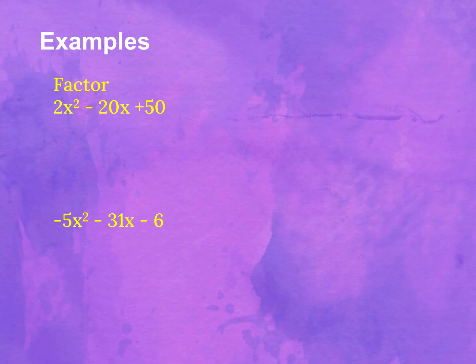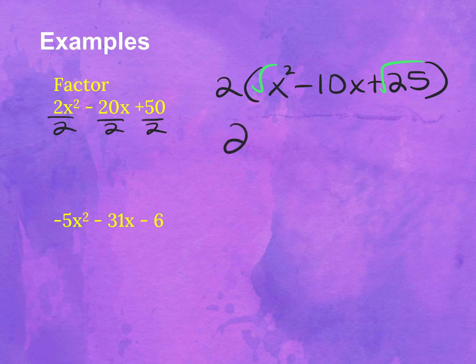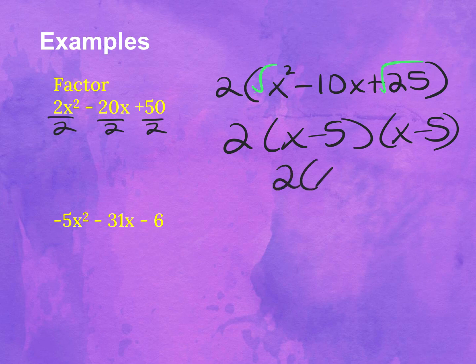Next one. Notice this one. They're all divisible by 2. So my GCF here is going to be a 2. So I'm going to divide them all by 2. And then I'm left with x squared minus 10x plus 25. Now, again, if you're good at recognizing that this is a perfect square trinomial, then all you would have to do is square root this, and it goes right to your answer. x minus 5, x minus 5, or 2 times x minus 5 squared.